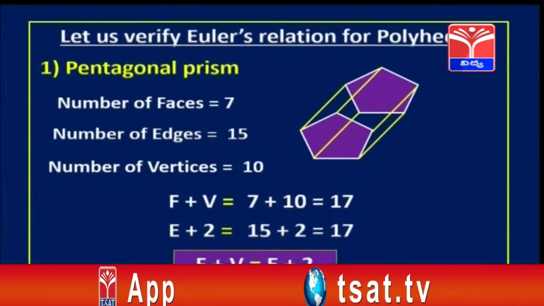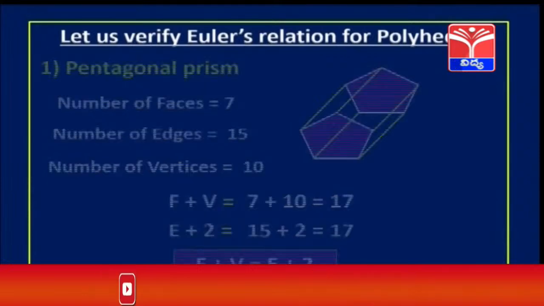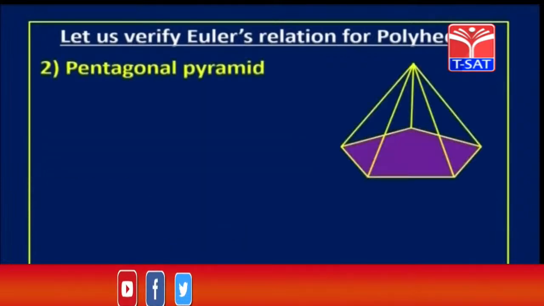From this, what can you observe, children? F plus V equal to E plus 2. So, Euler's relation is verified. Now, I am taking the second one as pentagonal pyramid, children.